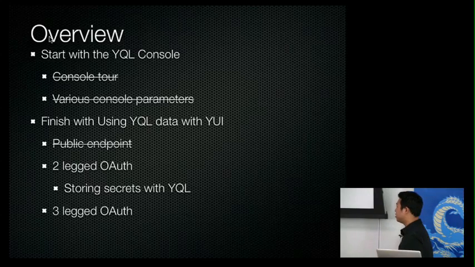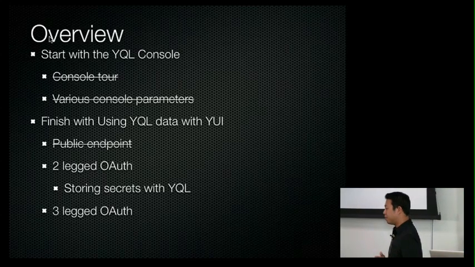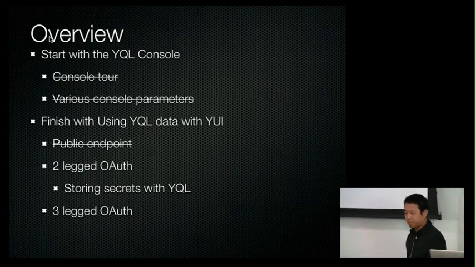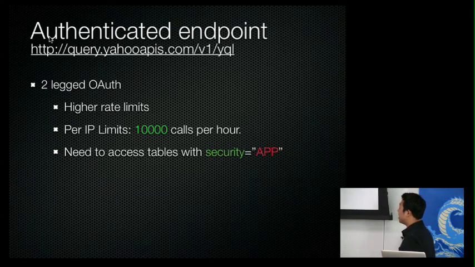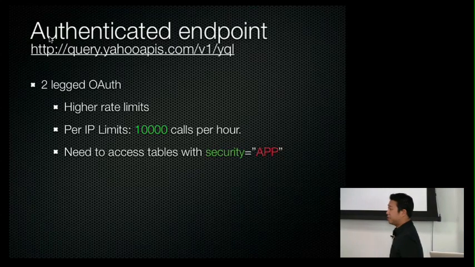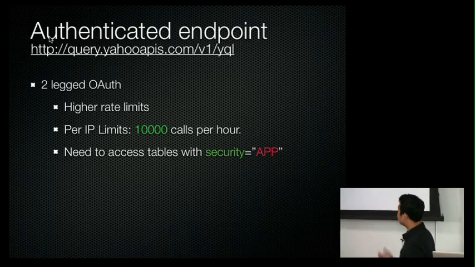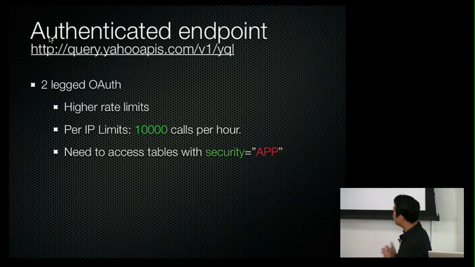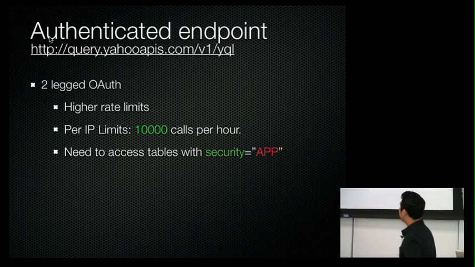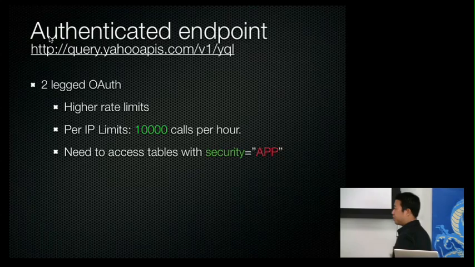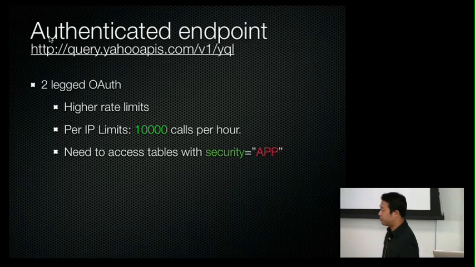OK, let's talk about two-legged OAuth and how to use YUI to access YQL data that requires two-legged OAuth. So why would I use two-legged OAuth? Well, it gives you higher rate limits. If the example I showed you before becomes really successful, you'll want higher rate limits. By signing your request with two-legged OAuth, you get 10,000 calls per hour because we know who you are. So we give you a little more rate limiting. And also, if you need to access tables with security equals app, then you need to sign your request with two-legged OAuth.